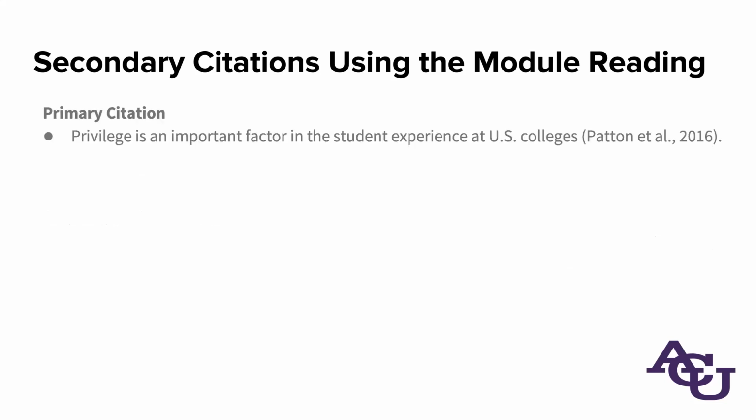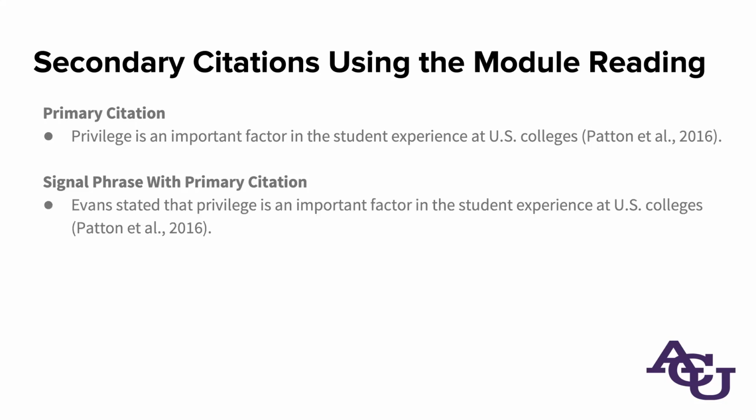Now, if you're just going to be relaying the idea, you're probably not going to be using a secondary citation, and then you just have primary citations like, oh, privilege is an important factor in the student experience at US colleges, Patton et al. 2016. But if you're discussing the evolution of ideas or how specific authors talk about it, you might have phrasing like, oh, Evans stated that privilege is an important factor in the student experience at US colleges. And this is a way of identifying, well, this isn't necessarily the only idea, but you're specifically saying this is what Evans said was going on with privilege.